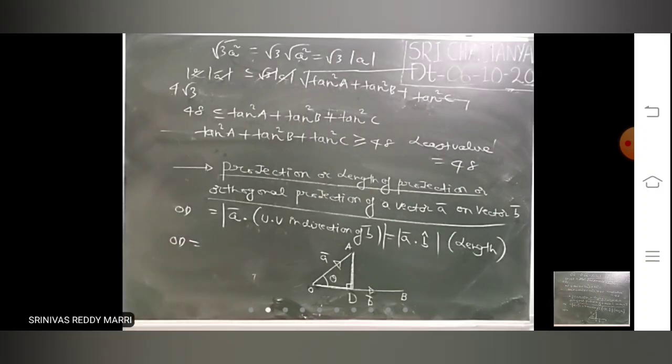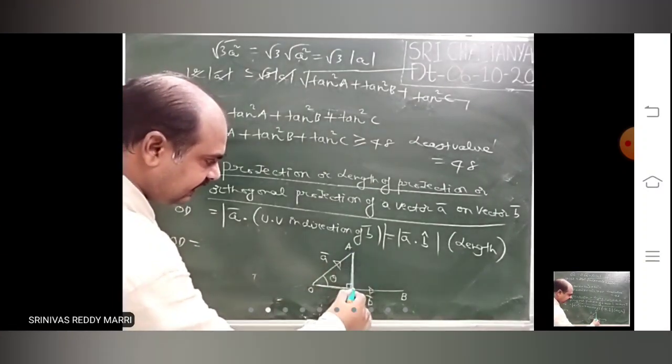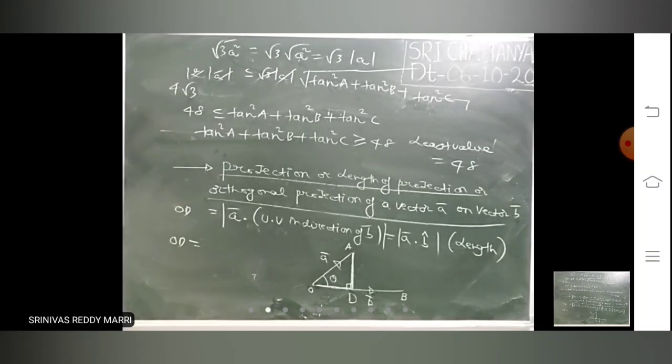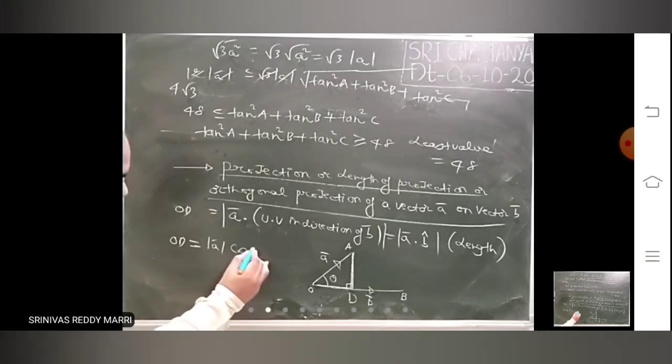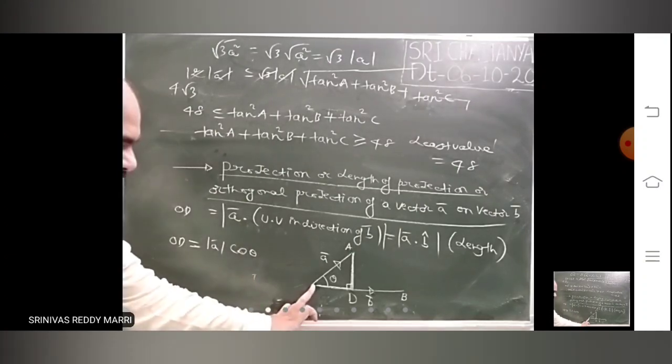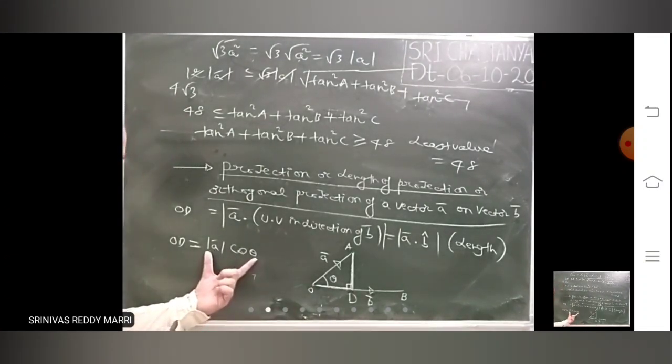Now OD, this is a right angle triangle. So OD is nothing but modulus a bar, this length, into cos theta. This OD is nothing but modulus a bar into cos theta, right?